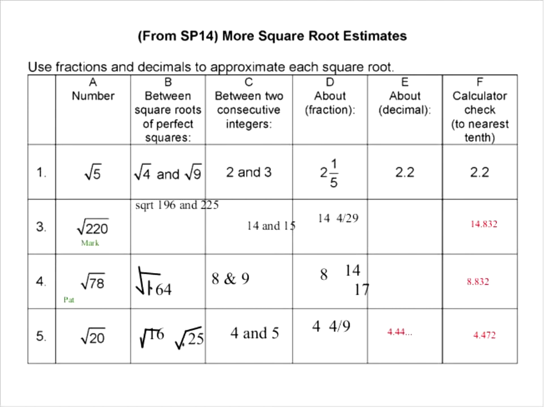For Pat, let me just double check real quick. Pat, yours is about, if I am looking at the numbers correctly. So you can compare column E and column F to see how close we are to the calculator check. Column E is using your fraction estimate, and column F is straight from the calculator.